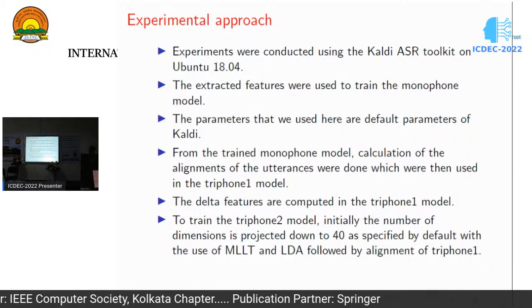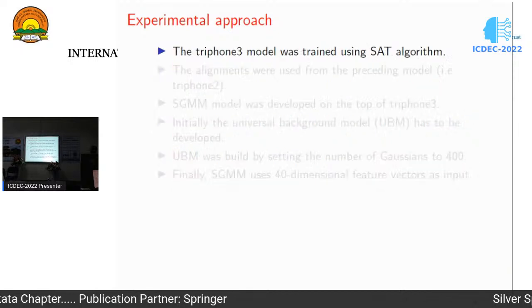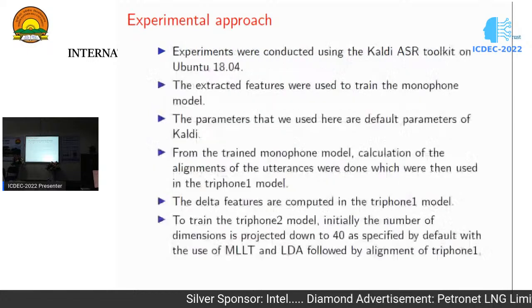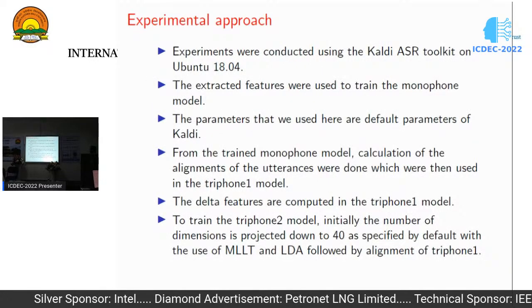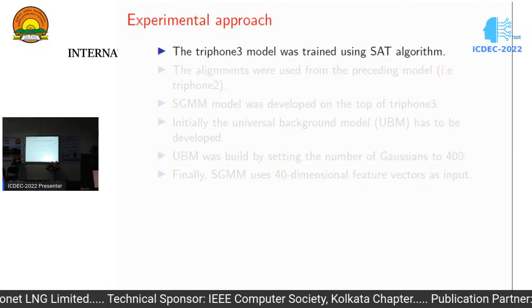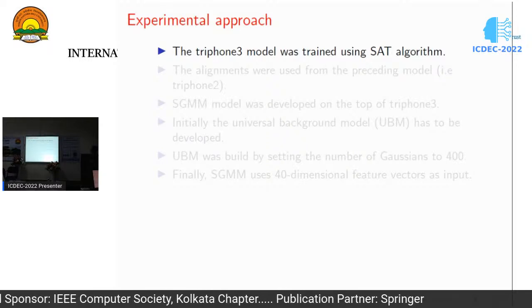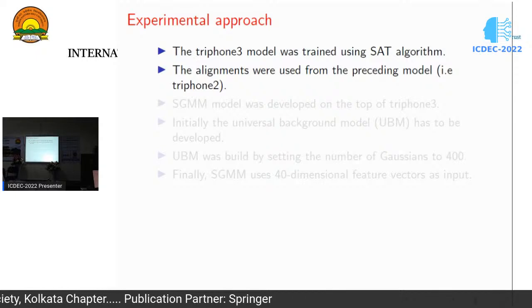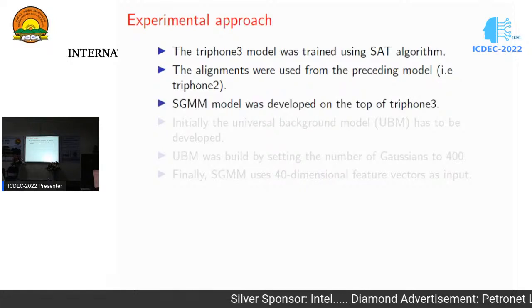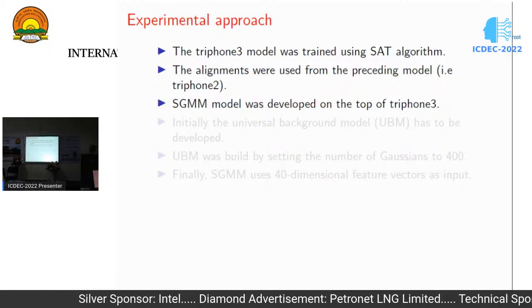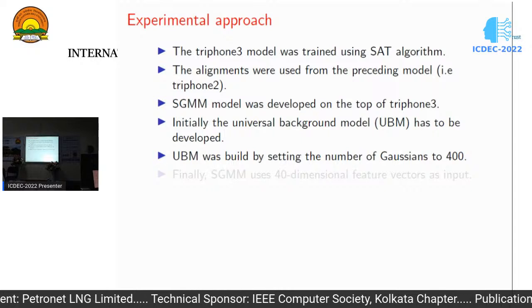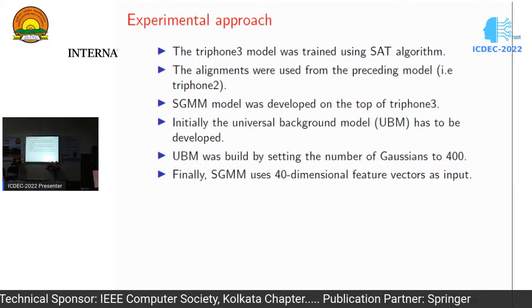Then the delta features are computed in the Triphone 1 model. After that, we reduced the dimensions to 40 by taking the LDA, followed by the alignment of the Triphone 1 model. Then we trained a triphone model using the SAT algorithm, speaker adaptive training. The alignments were used for the preceding model, that is, we aligned first before generating the triphone model. So the SGMM model was developed on top of the triphone. Before we develop any SGMM, we first train the UBM, the universal background model, by setting up 400 Gaussians here.